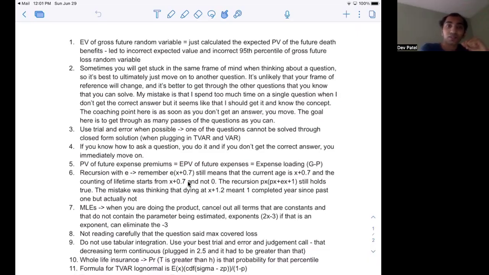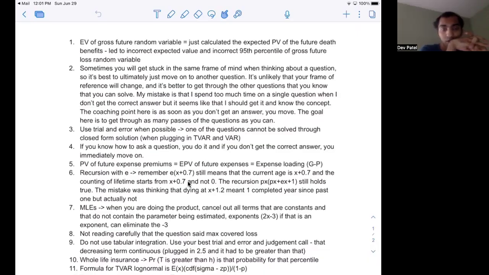Expected value of a gross future random variable is not the present value of the future death benefits. Right, so this was an incorrect calculation, which led to the incorrect 95th percentile. So these are just some mistakes. Another thing to note: the present value of the future expense premiums is the expected present value of future expenses minus, which is equal to that of the loading, right?